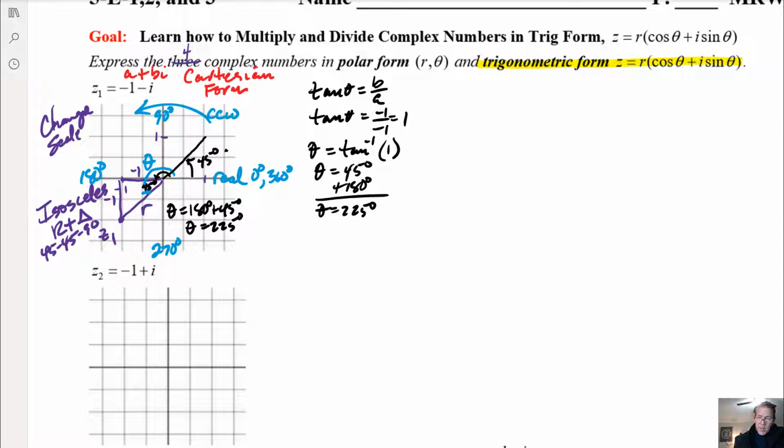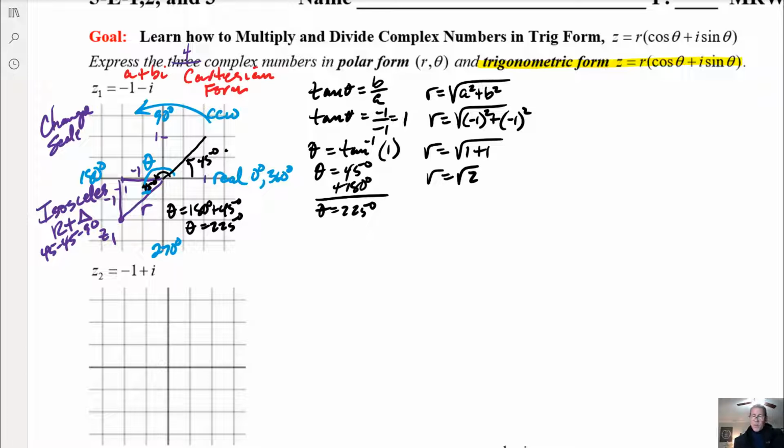Okay, now what's the modulus? So let's get that. So r is equal to the square root of a squared plus b squared, as you guys already know. So r is equal to the square root of -1 squared plus -1 squared, which happens to be the square root of 1 plus 1, or root 2. Okay, so there's your modulus.